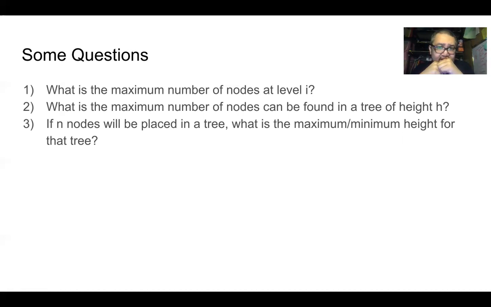If n nodes will be placed in the tree, what is the maximum and minimum height of that tree? The maximum height is obviously n, because we can have a tree that will have one child at each level. And the minimum height, and you can verify this later on, will be log of n base 2, the floor of that. So we will round it down.